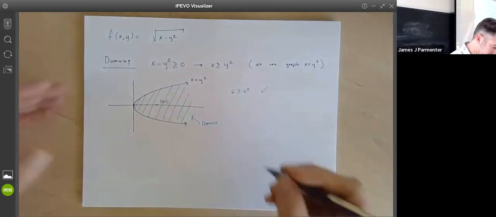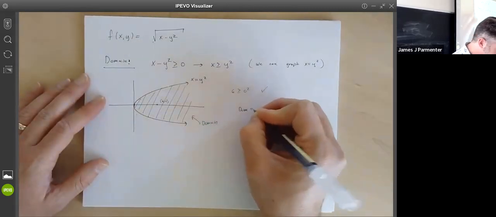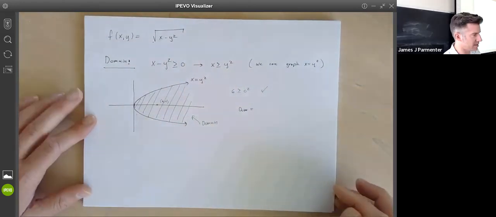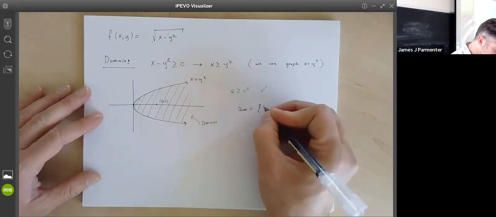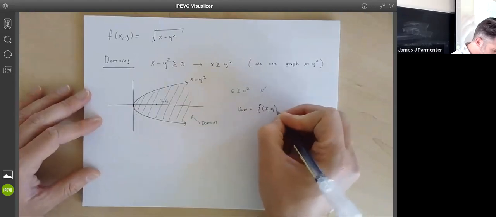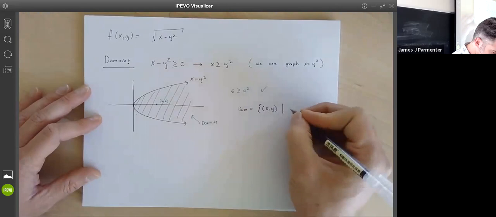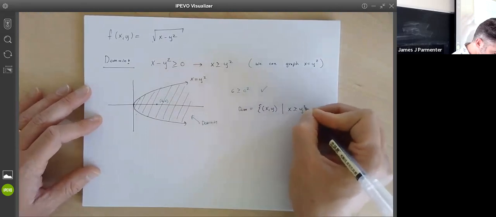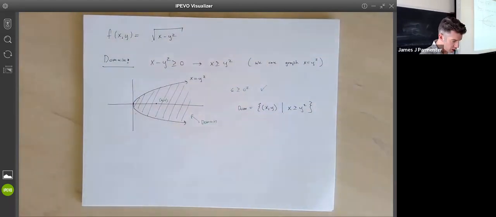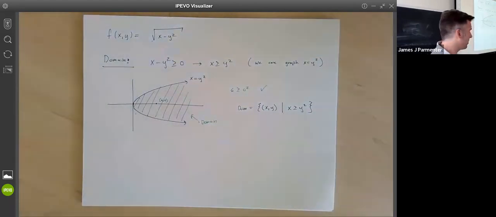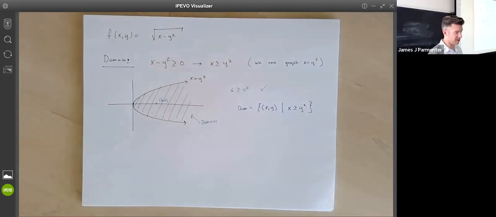I wanted to write it as a set, which as you might hear by my tone, I never want to write it this way. I feel like I'm just saying the same thing I already said. The domain is the set including all points x and y such that x is greater than or equal to y squared. If I were trying to describe this using words, I would say it's everything to the right of the parabola x equals y squared, including the parabola x equals y squared.